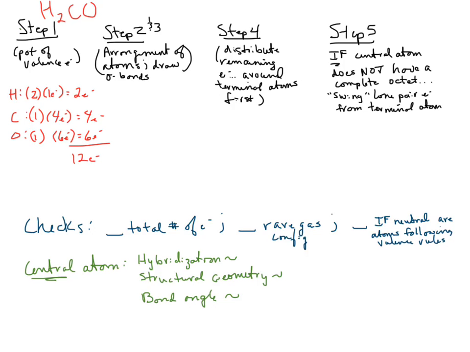So 2 times 1 electron for hydrogen, there's 2. 1 times 4 electrons for carbon, that's 4. 1 times 6 electrons for oxygen, that's 6, for a total of 12.